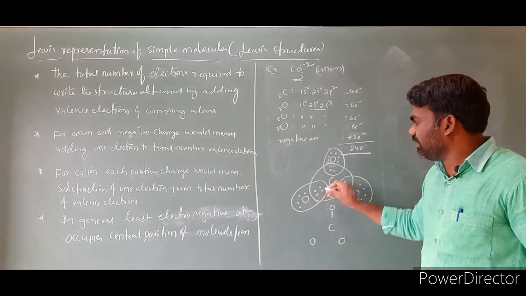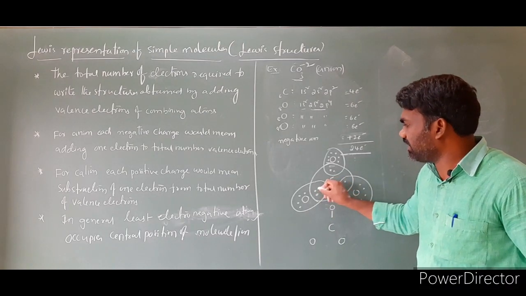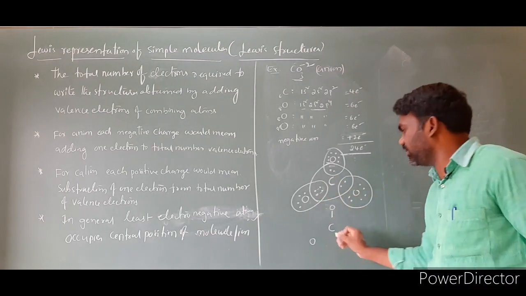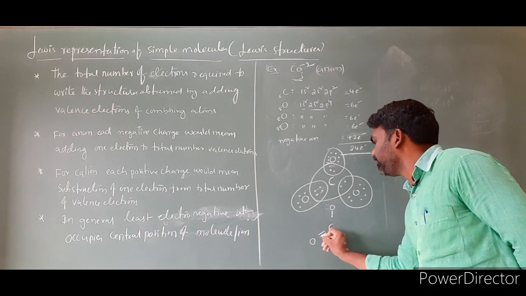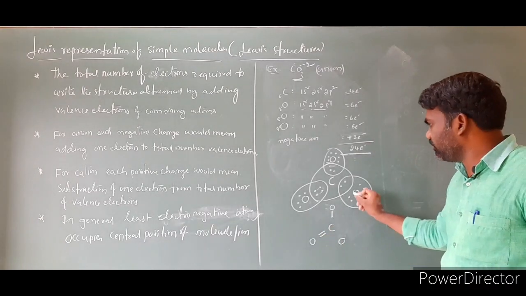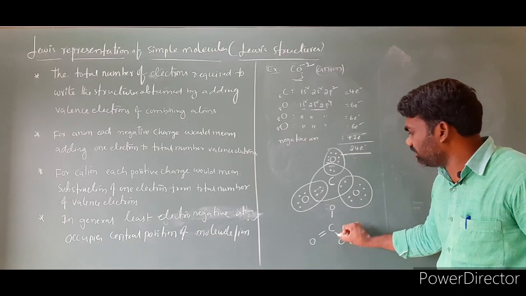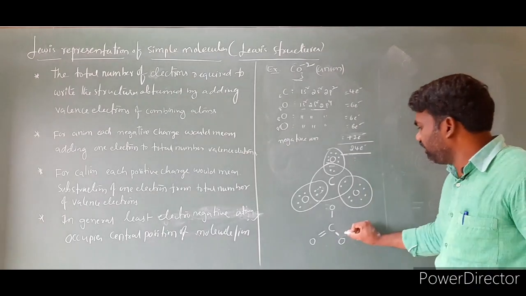Here, this is 1 pair, this is 1 pair. This pair will form 1 bond, this pair forms 1 bond. So we are going to get a double bond here. Clear? And here only 2 electrons are there, we have to write 1 bond. Clear? Then we have to write lone pairs.